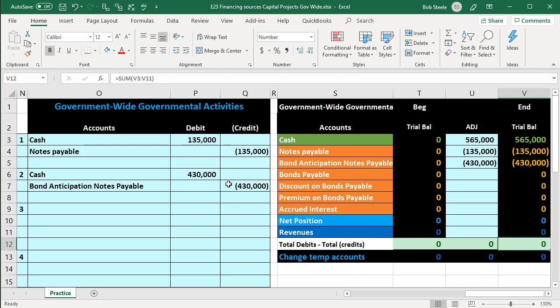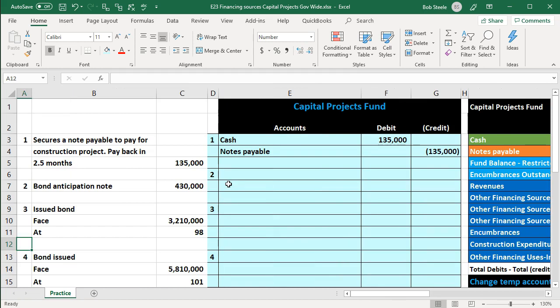That'd be a normal type of transaction for another kind of note that we would expect, whether it be short-term or long-term. Cash is going up. Some type of note payable is going up. If we go over to the capital projects then, we're going to do the same thing here. Note, however, that here we're thinking, well, it's a bond anticipation note. So that seems like it's kind of short-term because we're expecting to get financing from the bond possibly soon. But the bond, however, is going to be another form of financing, which is clearly long-term.